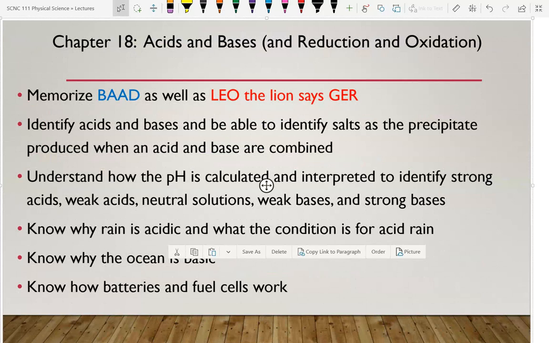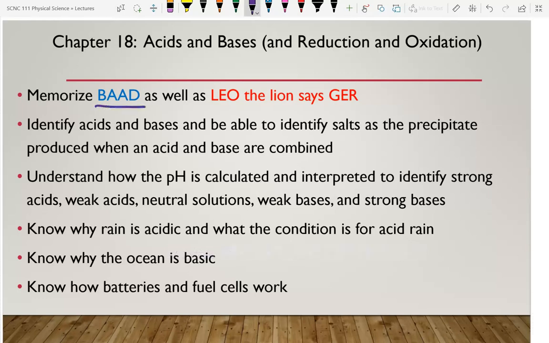Chapter 18, next to last. We just did organic chemistry, so this is as far as we're going to get. Make sure you actually do memorize. Bad. And Leo the Lion says grr. Bad. Bases accept protons, acids donate protons. Leo, lose electrons, oxidation. Gain electrons, reduction.